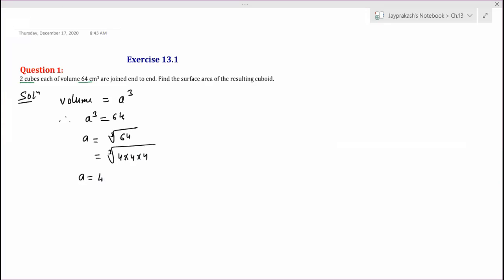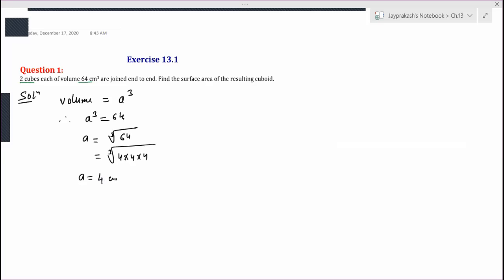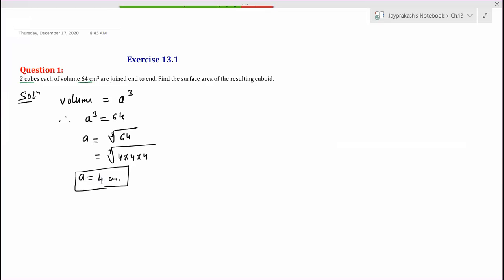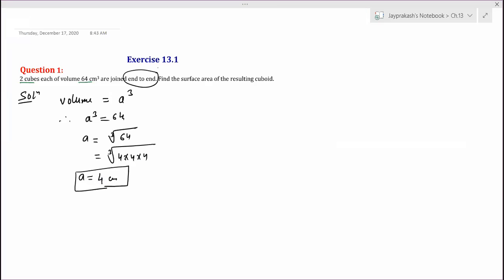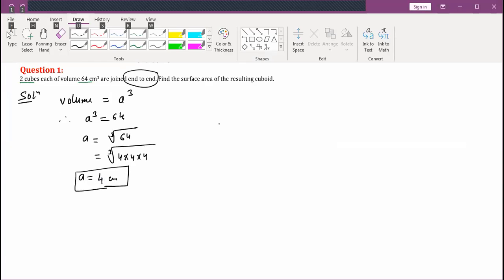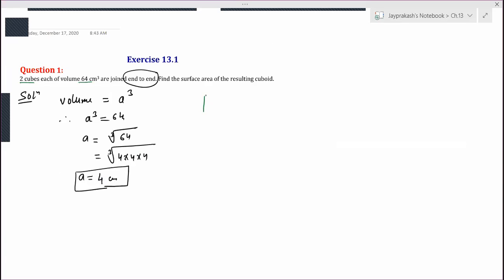So a will be 4 centimeter. Now in the question it is given that 2 cubes are joined end to end. So we have to join 2 cubes.